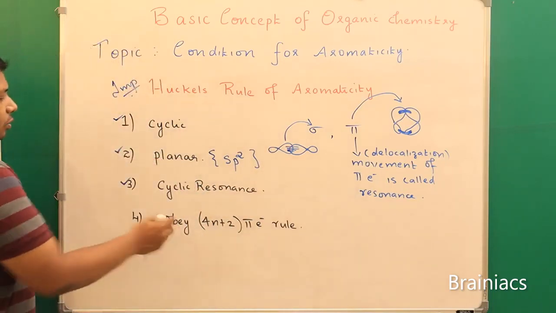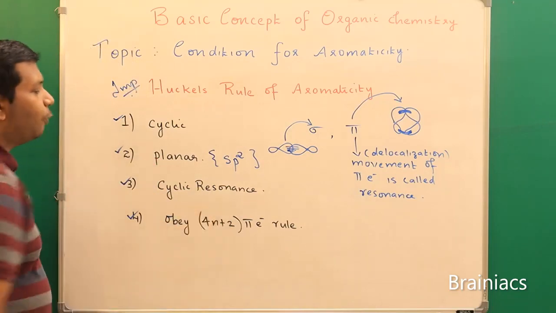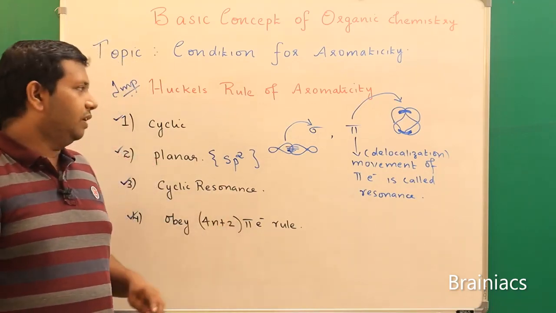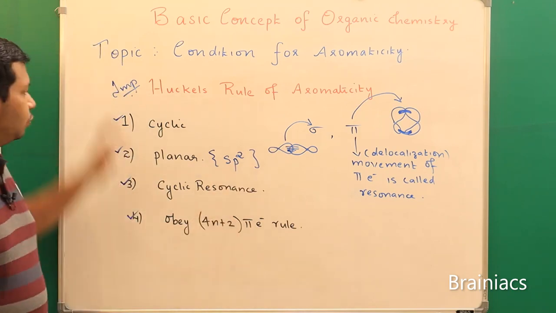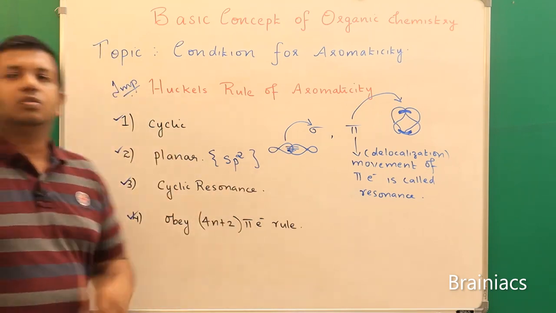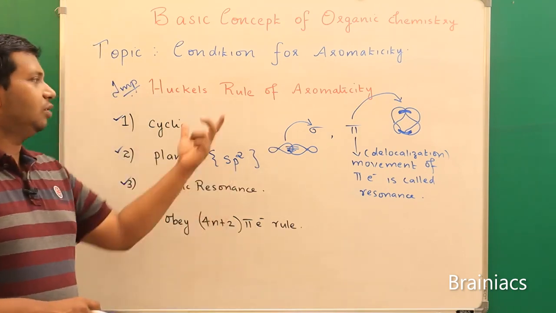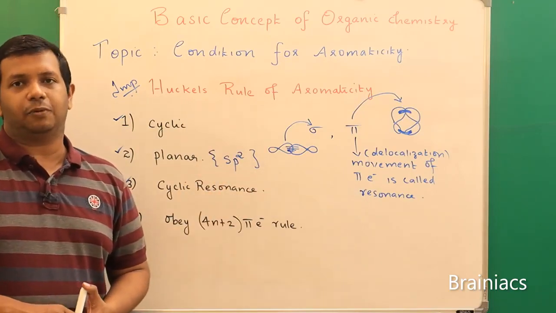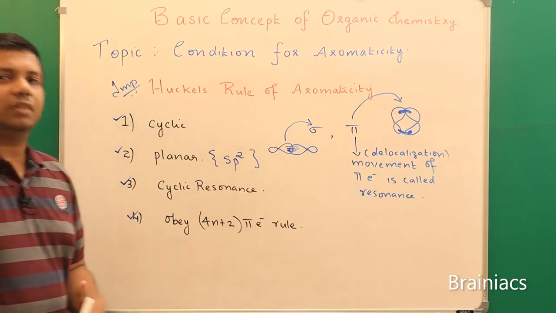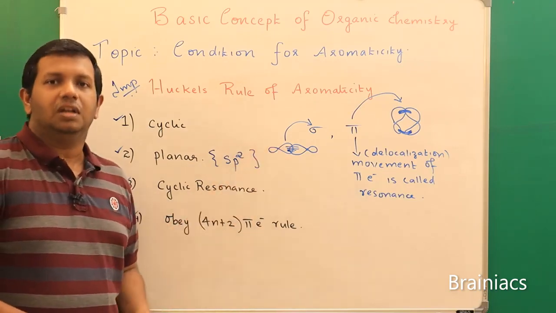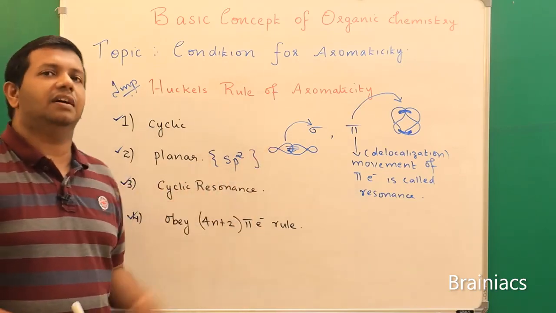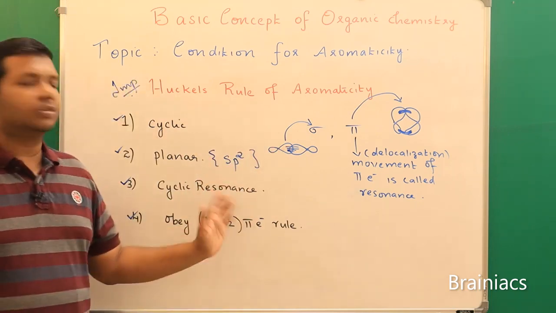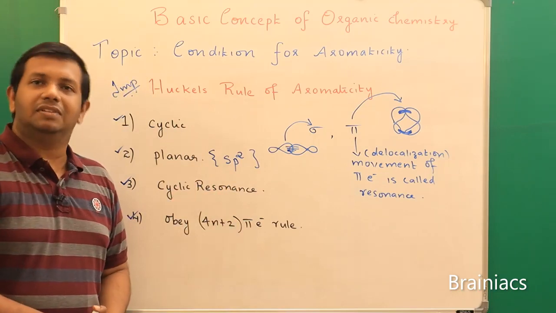Okay. Now the fourth condition is it should obey the 4n plus 2 pi electron rule. This also I will explain. So right now you can take down these 4 conditions and note them down. In the next class I will try to explain the same thing with an example. Then it becomes very clear for you, because it needs more explanation, so it will take time. You can just note down these 4 criteria and rules, and we will see more examples in the next class.